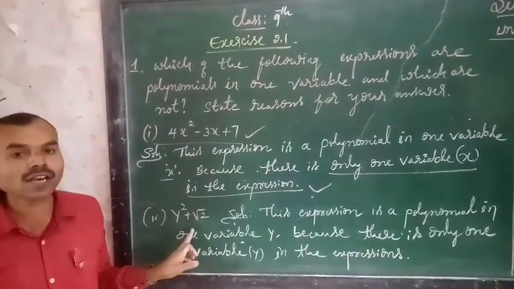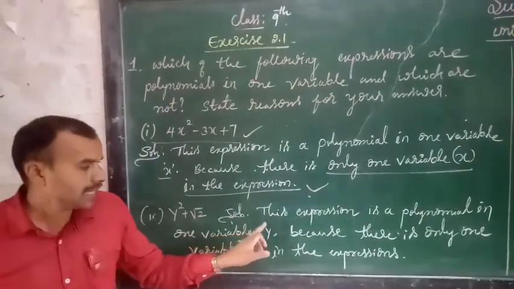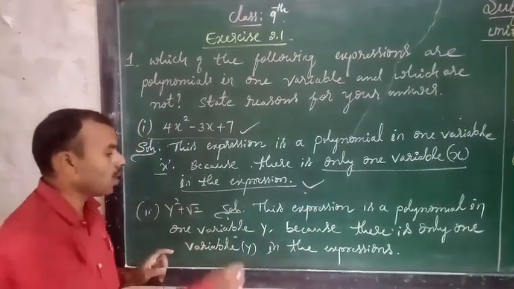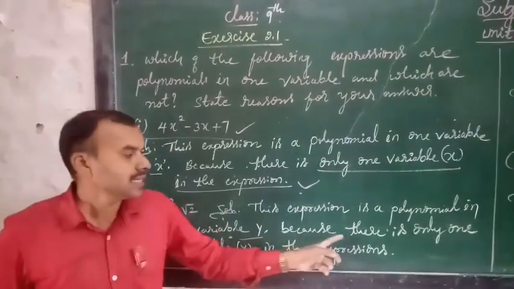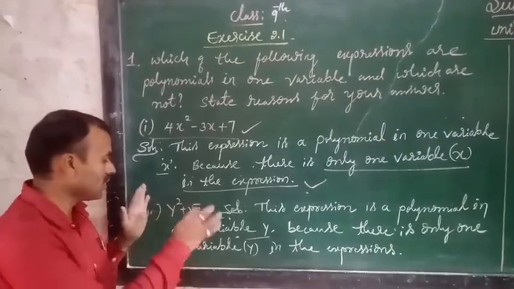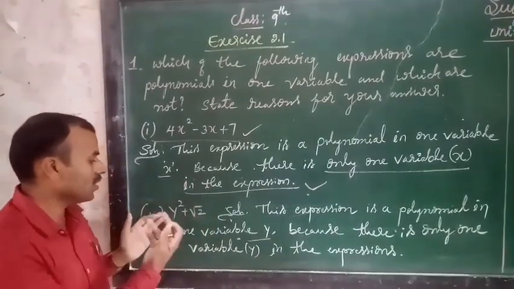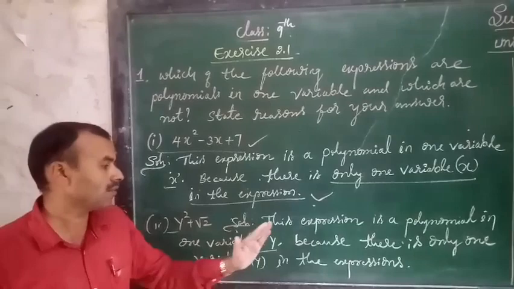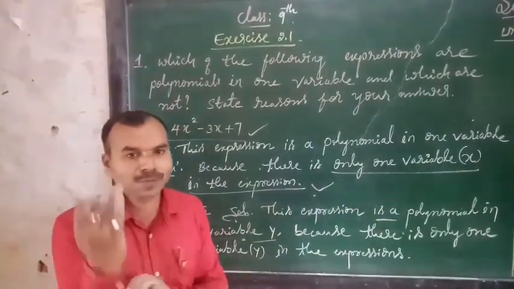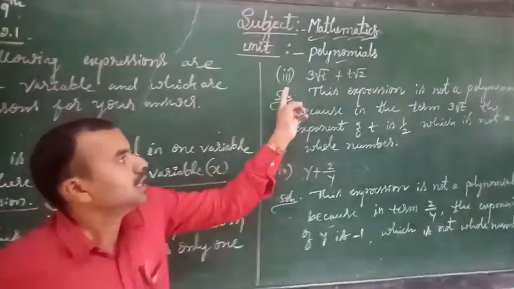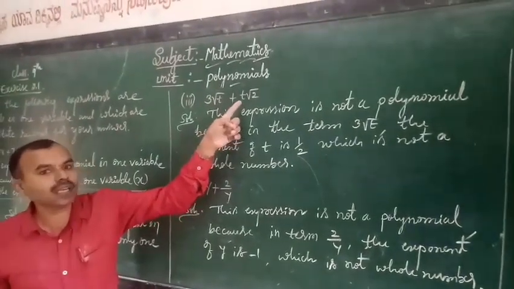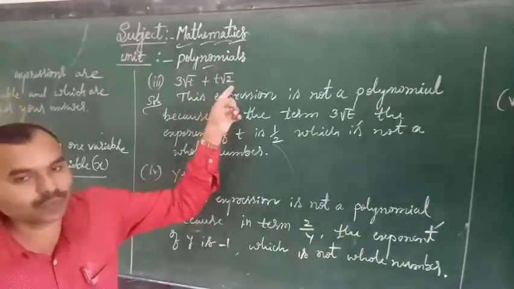Next, y square plus root 2. This expression is a polynomial in one variable y, because there is only one variable y in the expression. Here there is no problem, the variable is one, so it is an expression of polynomial in one variable y. The next problem, third one, 3 root t plus t root 2.